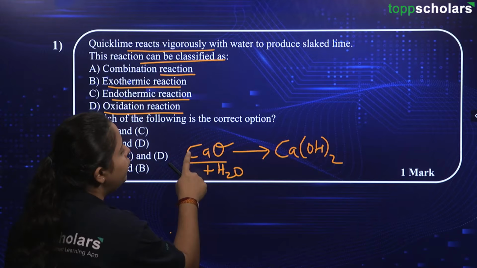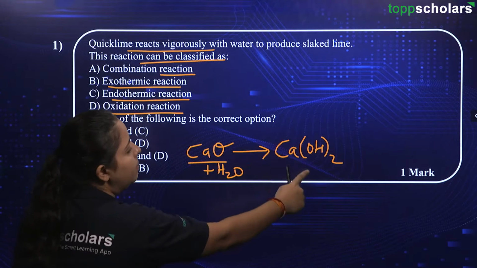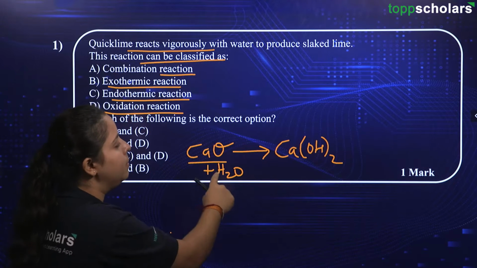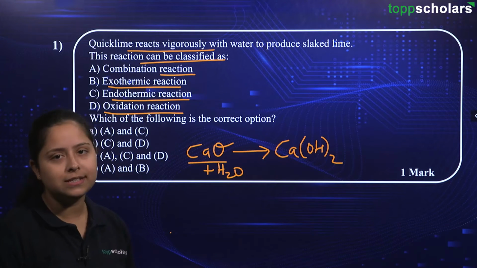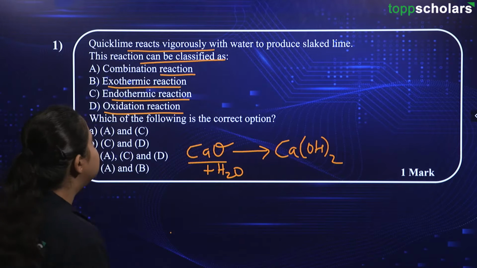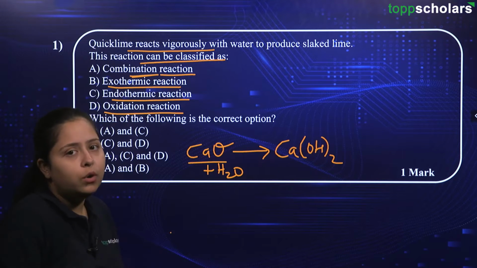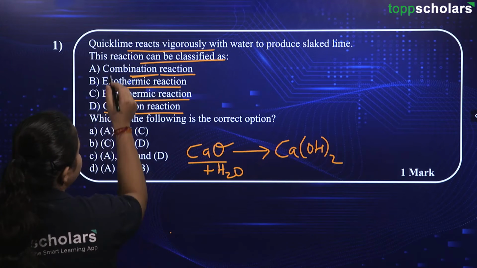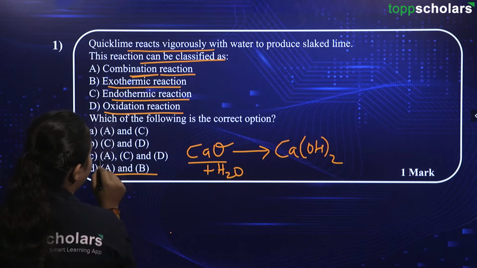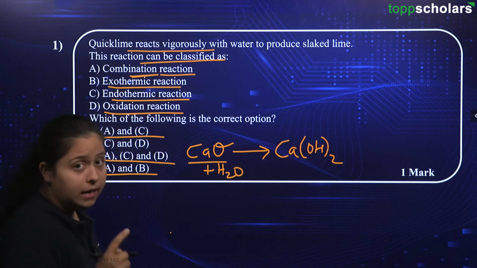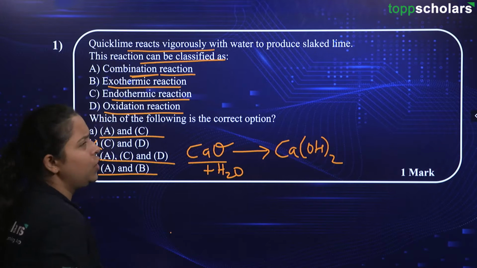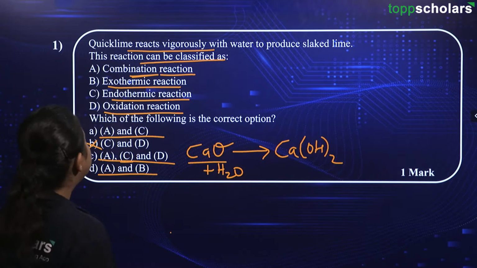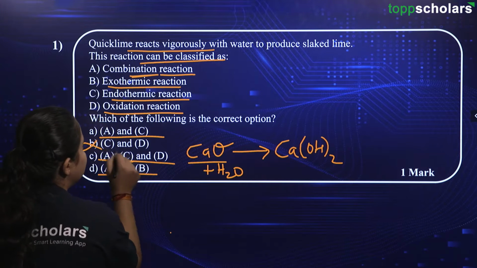Now friends, just forget everything and look at this reaction. Over here you can see two reactants are combining to form one product, right? Calcium oxide and water are being combined to form this product, that is calcium hydroxide. So we can say that there is a combination happening. So, it might be a combination reaction, okay. Now, let's see in which options A is given. Over here it is given, over here it is given and over here it is given. Now, we can eliminate this B option because it doesn't have our A, which is right as per our discussion.